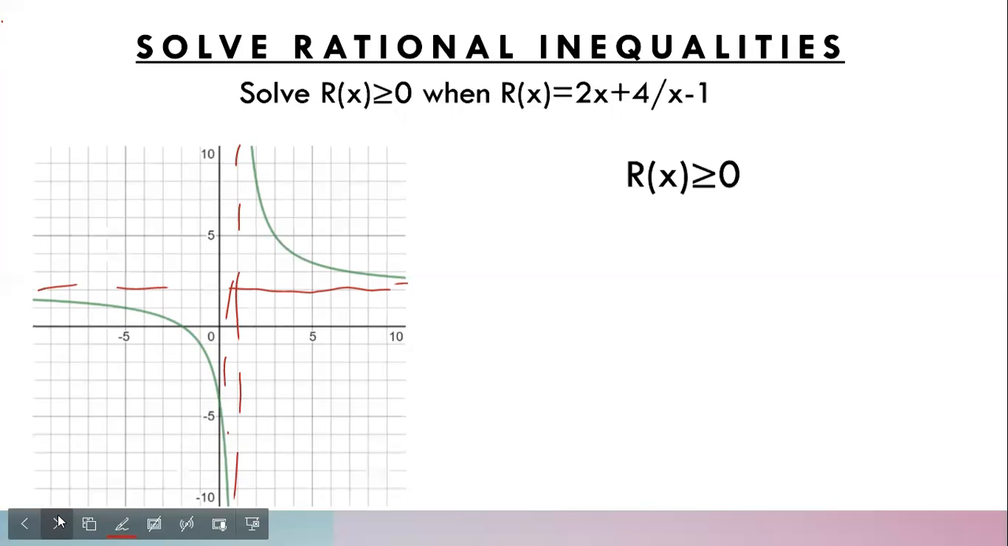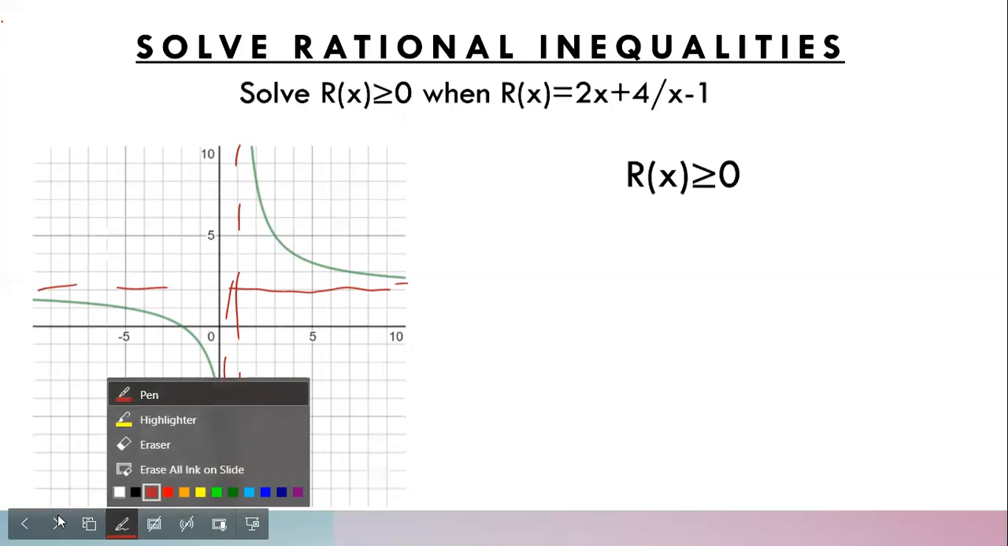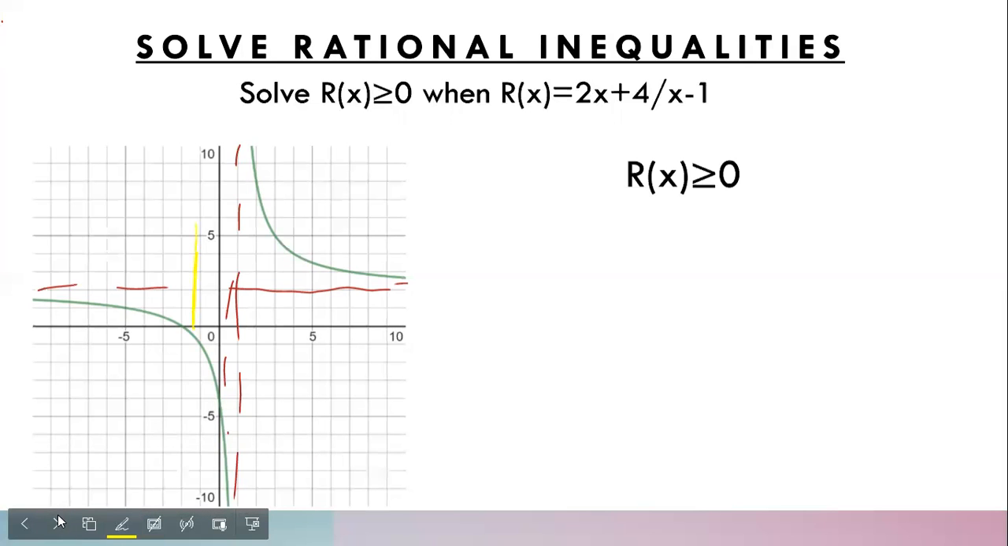So then we're solving for r of x greater than or equal to 0. So again, it will be this section onward from when it hits at negative 1, and then this section onward. So we have negative infinity, comma, negative 1, and that's inclusive, union, but because it's on an asymptote, it cannot equal 1. So it's 1, comma, infinity.